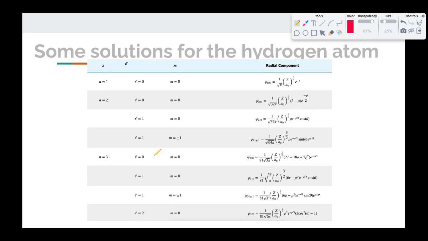If n equals 3, then L could be 0, and m could be only 0 again. L could be 1, so m could be 0 or plus or minus 1. If L is 2, then you have a bigger range, and it's not all shown in this chart, but m sub L could be 0, plus 1, minus 1, plus 2, minus 2. So there'd be a bunch of solutions that would be possible there.